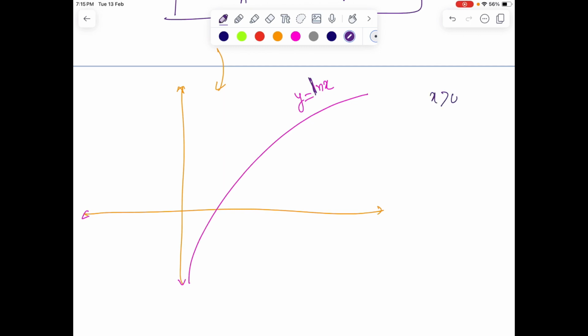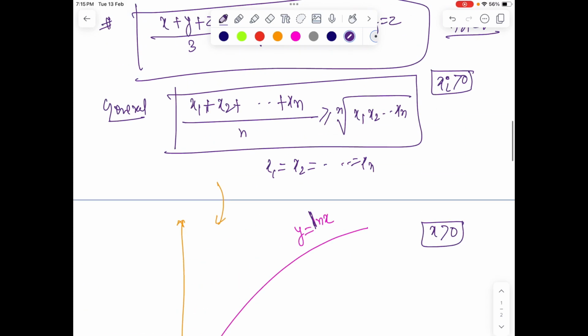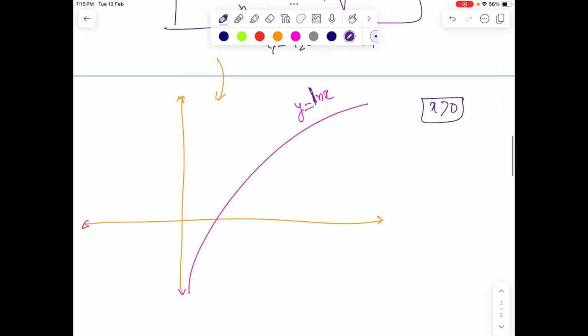So let's consider the graph of the function y = ln x. You will soon get the motivation of why I took this special function. One of the reasons is that the domain of this function is x strictly greater than 0, which matches with our condition. Now let's say I take two points P1, P2 with coordinates (x1, y1) and (x2, y2). So what about the midpoint of this? It will be ((x1 + x2)/2, (y1 + y2)/2).